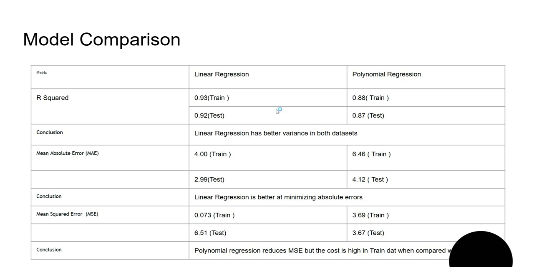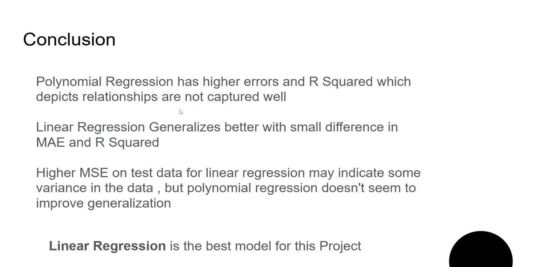And if I have to conclude, this is the conclusion which I can present for this project. Polynomial regression has higher errors, and R squared, which depicts relationships, are not captured well. And linear regression generalizes better with small differences in MAE and R squared. Also, the higher MSE on test data for linear regression may indicate some variance in the data, but polynomial regression doesn't seem to improve the generalization. So overall, I would like to conclude that linear regression is the best suited model for this project.